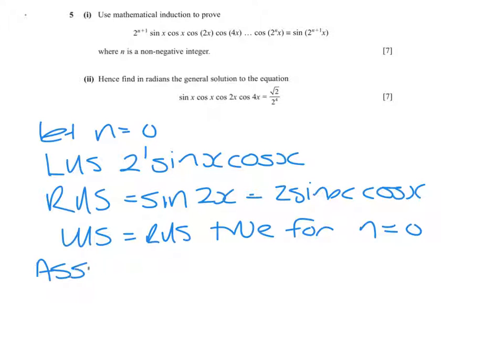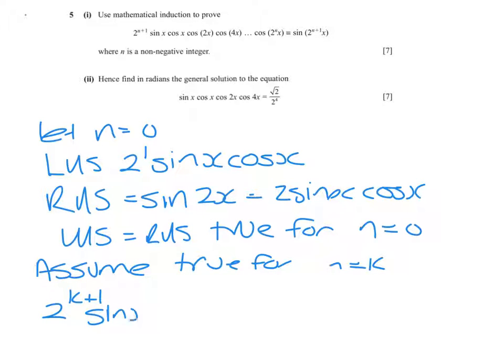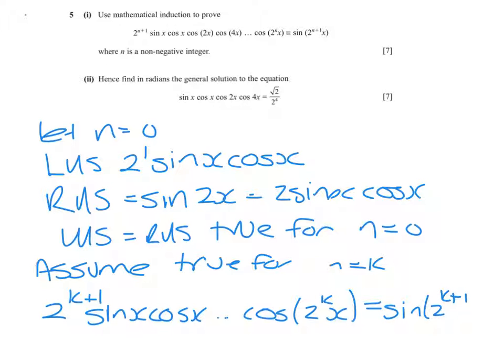We're going to assume it's true for n equals k. So 2 to the k plus 1 sine x cos x right up to the cos of 2 to the power k x equals the sine of 2 to the k plus 1 x.